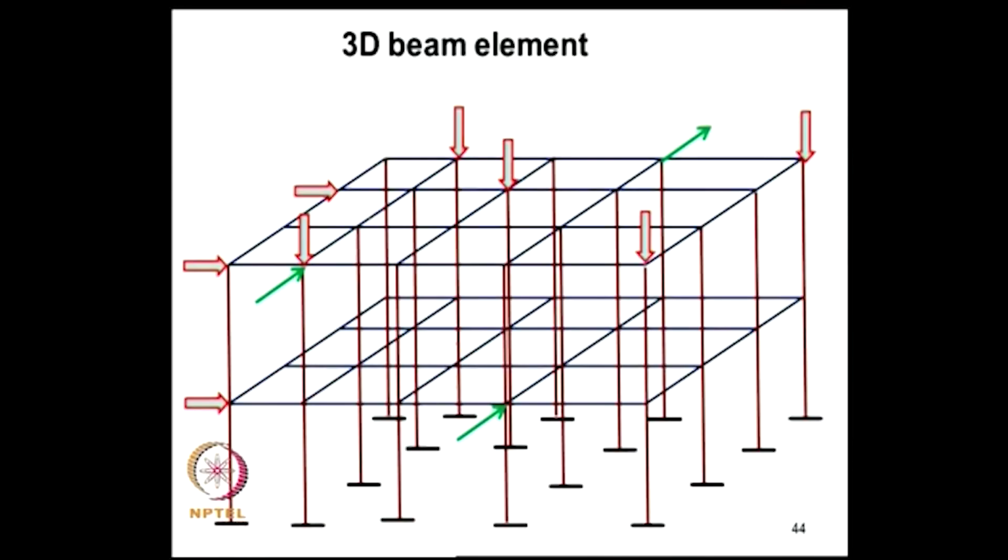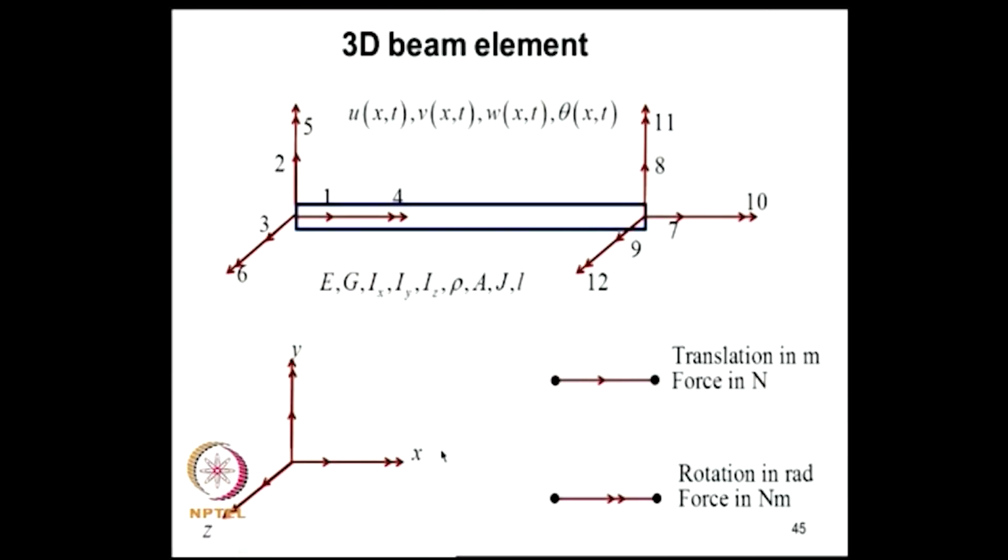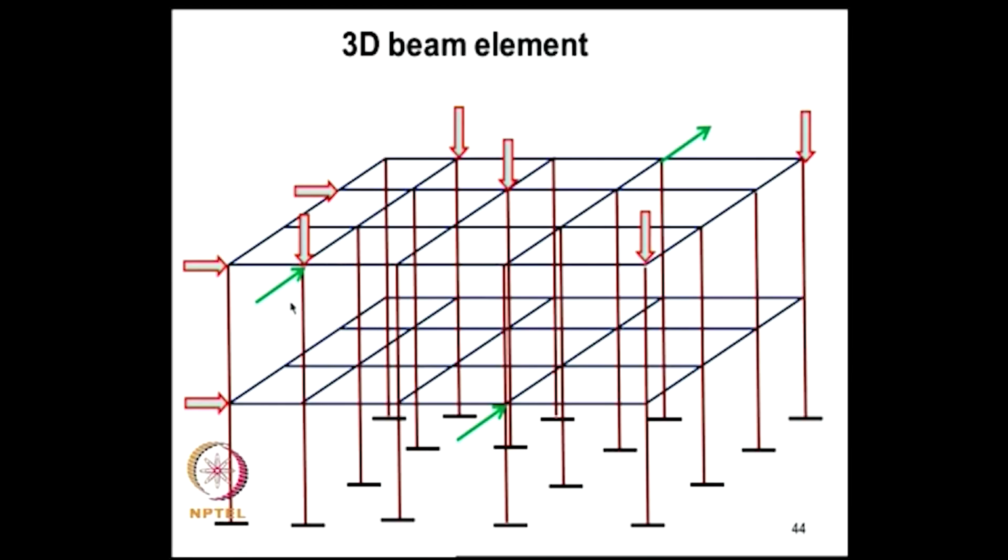Now, equipped with this, we can think of how to analyze 3 dimensional structures. This is a plot of a typical idealized building frame. Here the elements lie not necessarily in the same plane, and the loads can act in all directions. For example, loads are acting in the plane of the outer frame, whereas these green loads are transverse to this.